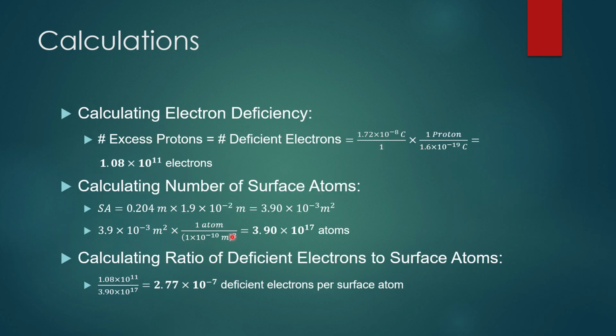Then we can calculate the number of deficient electrons, as we did in Lab 1, which is simply equal to the number of excess protons. And then we can calculate the surface area and in turn use a conversion factor to calculate the number of surface atoms. And then using these two numbers, we can calculate that the ratio of deficient electrons to surface atoms is 2.77 times 10 to the -7.